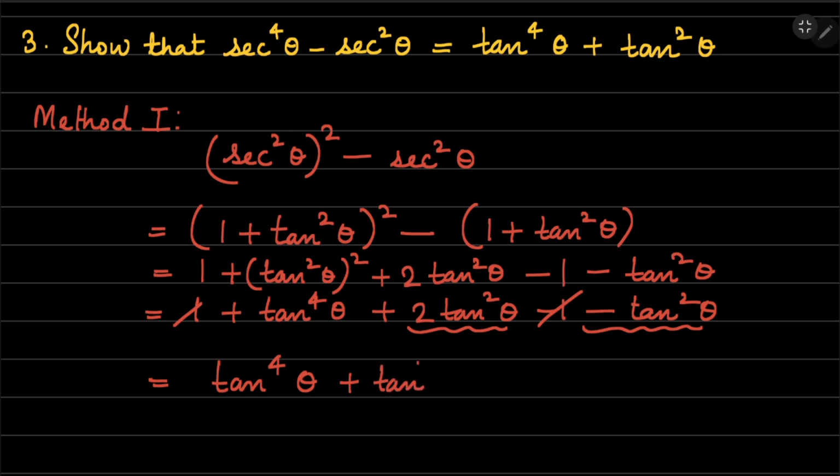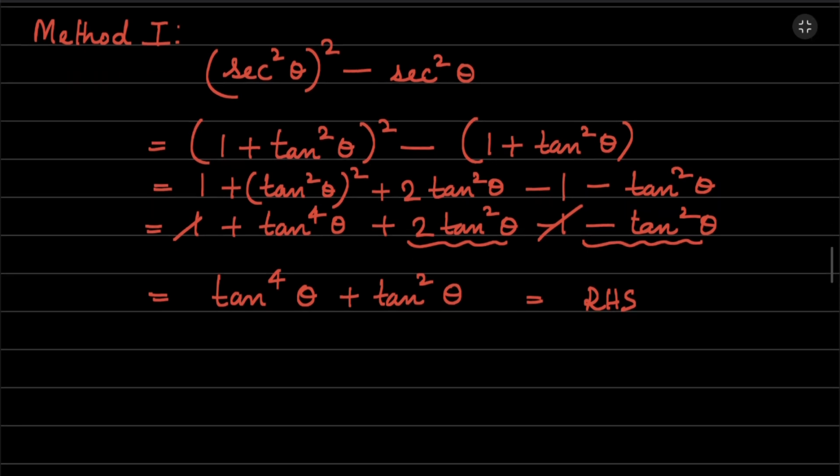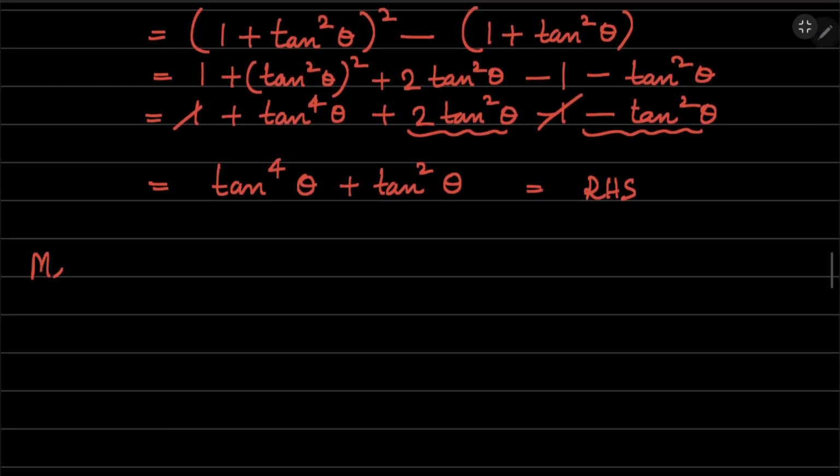So this is nothing but just tan square theta, and this is your RHS. This is your first method. Let me show you another method to do it. So you can choose any method. If you know the identities, you can choose any method, whichever is comfortable.